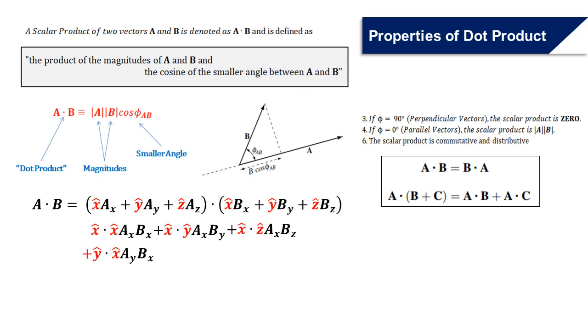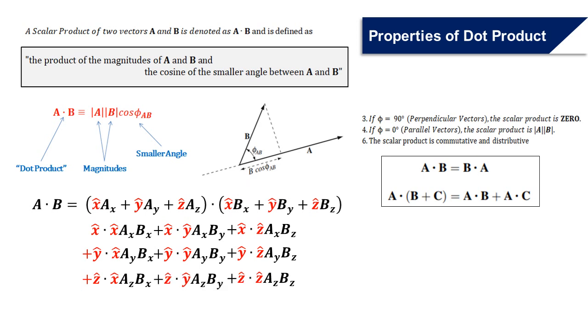So, sa y naman, ito yung kanyang tsura. Okay? So, y hat dot x hat, then product ng kanilang magnitudes. So, z naman, ganun din. Z hat A sub z dot x hat B sub x. Then, meron din sa y, and then meron din sa z.